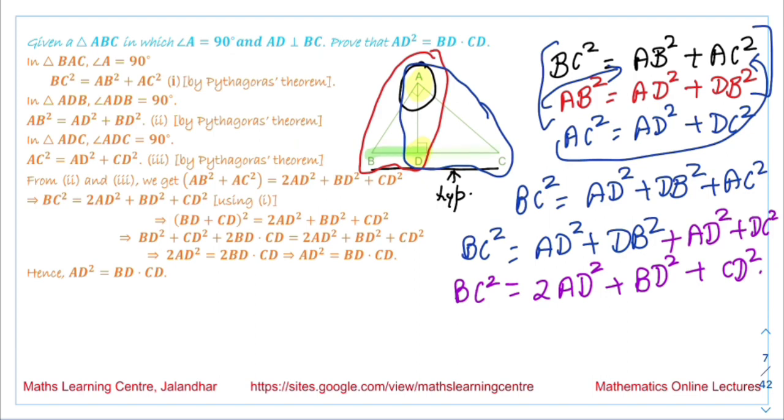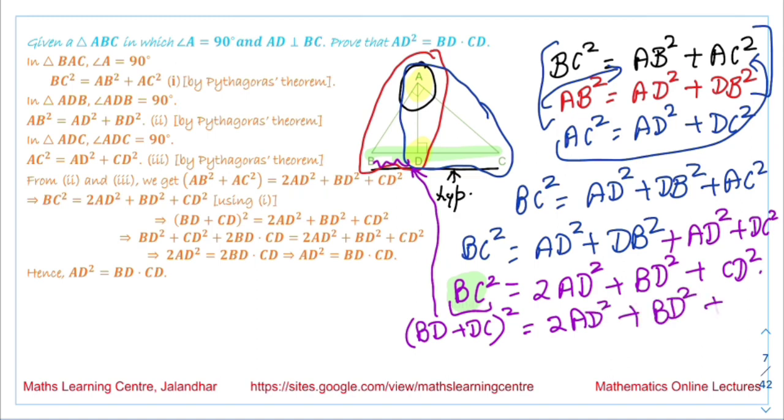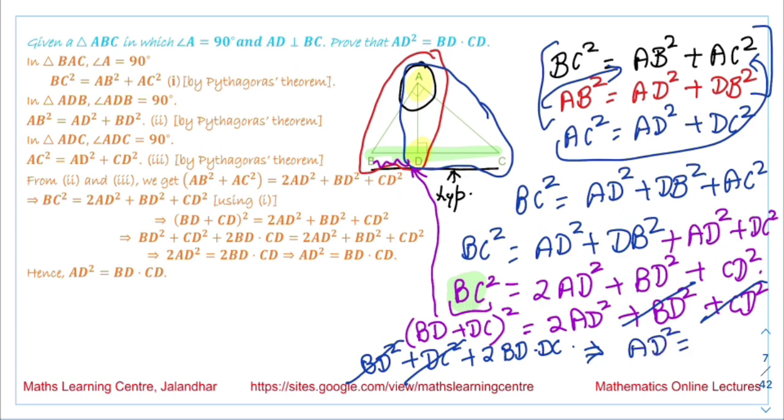Now look at this length BC. We can write BC as BD plus DC. So BC square is equal to 2 times AD square plus BD square plus CD square. Now what is this value? This is BD square plus DC square plus 2 times BD into DC. Now these BD square and DC square terms get cancelled, and what we are left with is AD square equal to BD into DC.